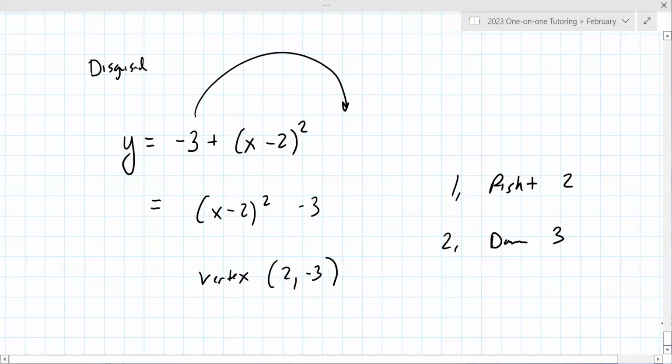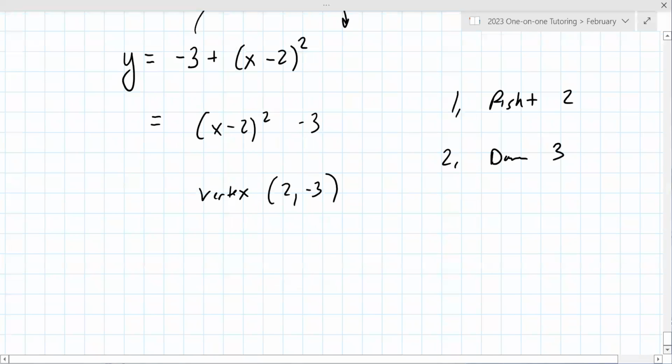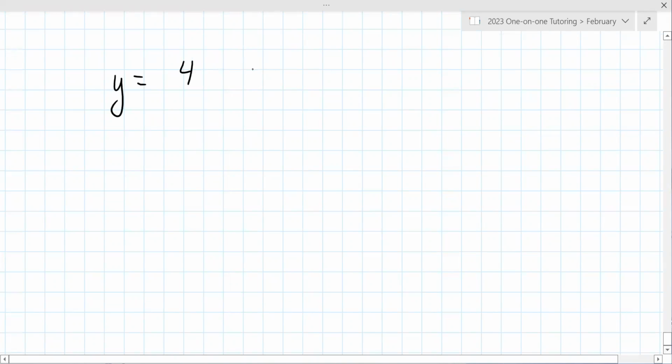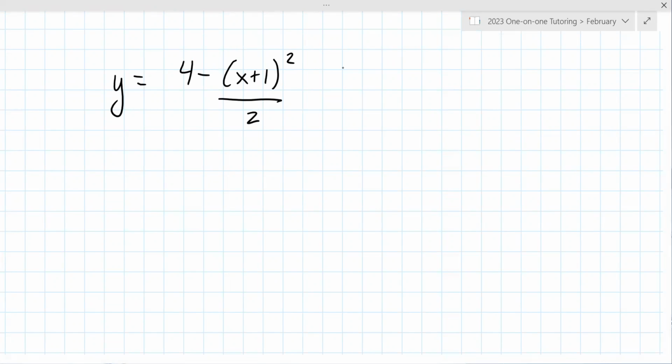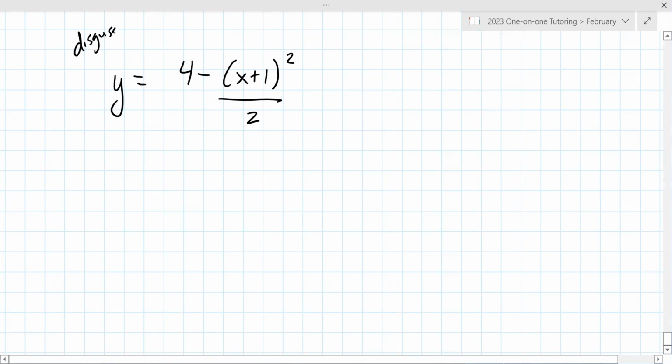All right, so now let me give you a harder one. Y equals 4 minus (x plus 1) squared divided by 2. Can I multiply both sides by 2? No, you don't need to do that. Again, this one's disguised. I'm just trying to think of weird stuff you might see. What's another way to write x divided by 2? 1/2 x. That's right. Same thing.